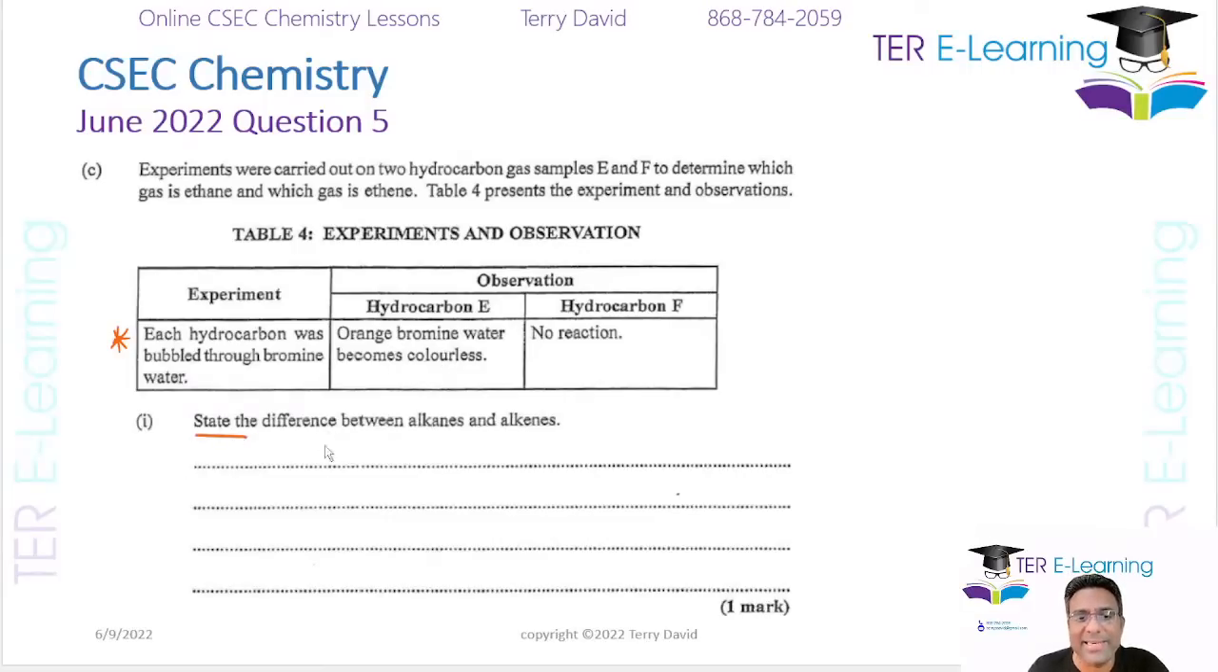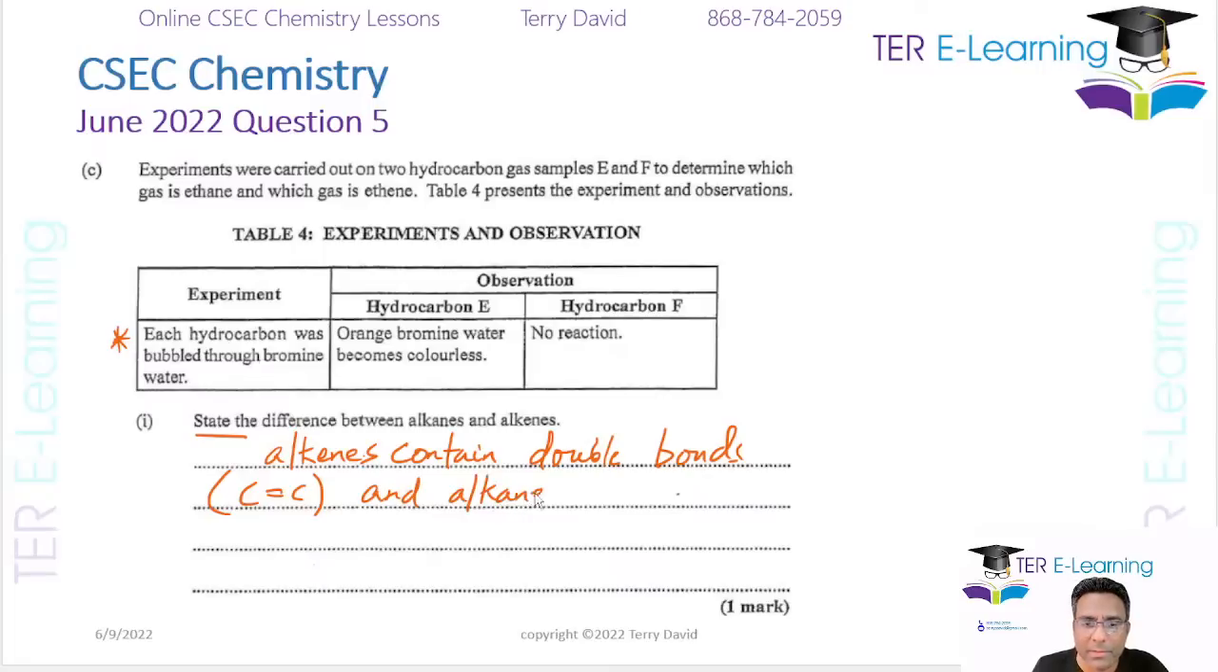But the first part, they said state the difference between alkanes and alkenes. So alkenes contain double bonds. Right? You have plenty space here, so you could even put C, C. Right? Alkenes contain double bonds, and alkanes contain single bonds. Right? And when I say single bonds, I mean carbon to carbon single bonds. Right? There's only one mark, so any simple answer you give, you'll get a mark.